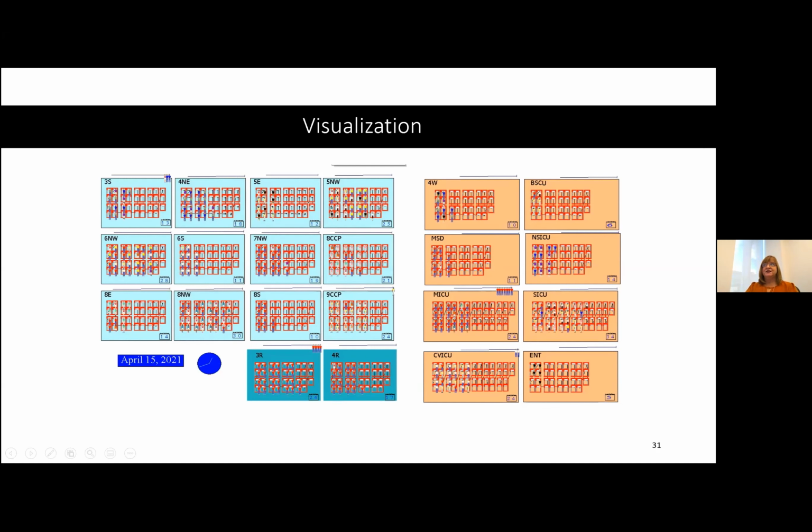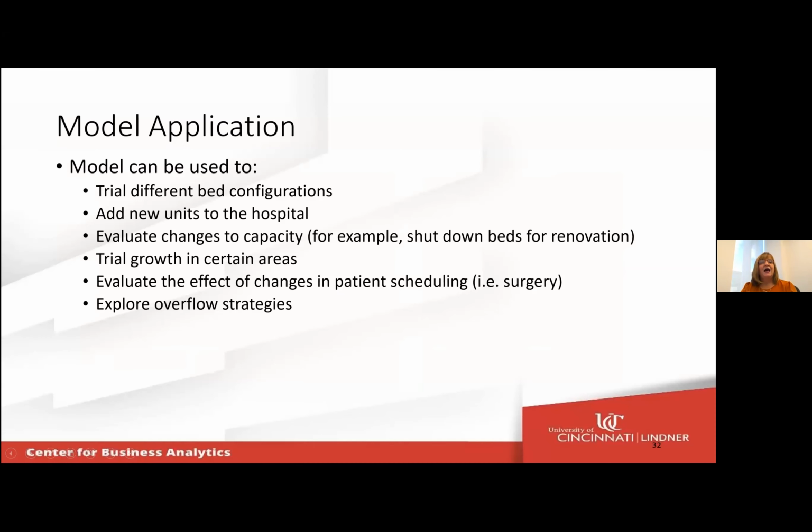So how can we use this model? Well, a lot of different ways. We can trial different bed configurations. We can look at what happens if we add new units to the hospital. We can evaluate changes to capacity.